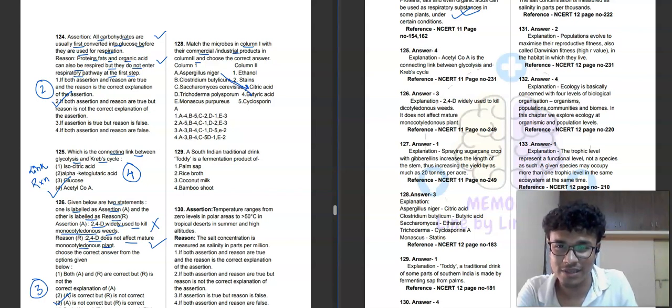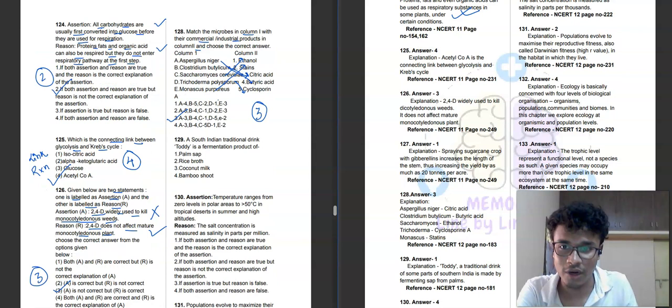Then Saccharomyces cerevisiae is a yeast, we know that it is used to obtain ethanol. Given Trichoderma polysporum. So Trichoderma polysporum is basically used to obtain cyclosporine. And lastly, Monascus purpureus is used to obtain statin. So matching all these options, third option will be the correct answer for this question.